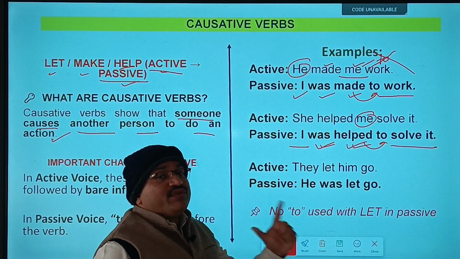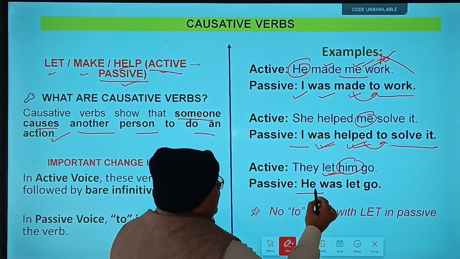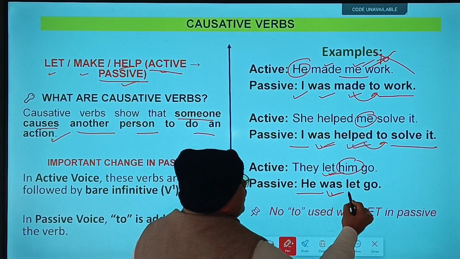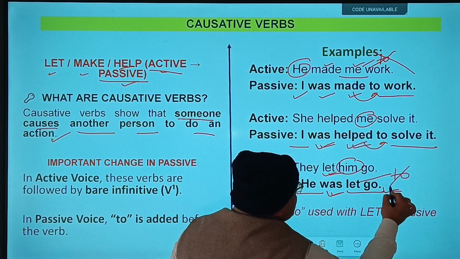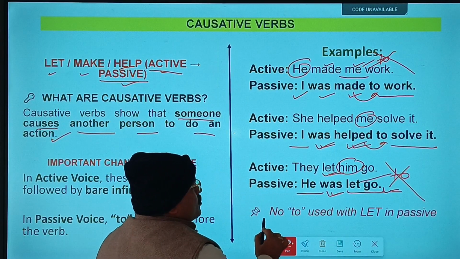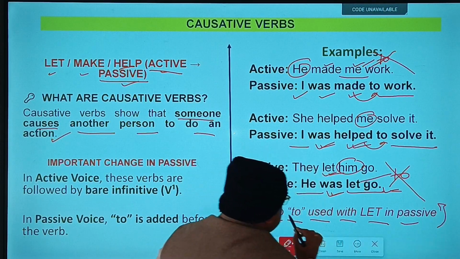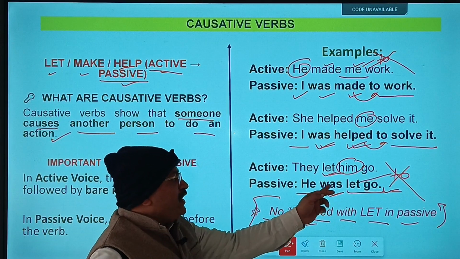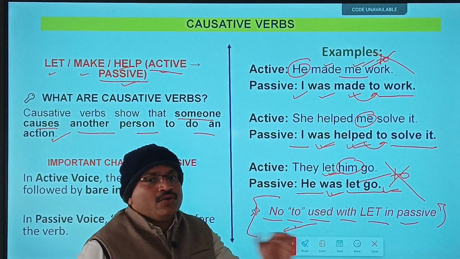Now the third one is very important. They let him go. So the object him becomes he, simple past. So, he was let go. He was let go. He was let to go is wrong. Why? Because no to is used with let in passive. This is a special case, remember. He was let go. He was let to go is wrong.